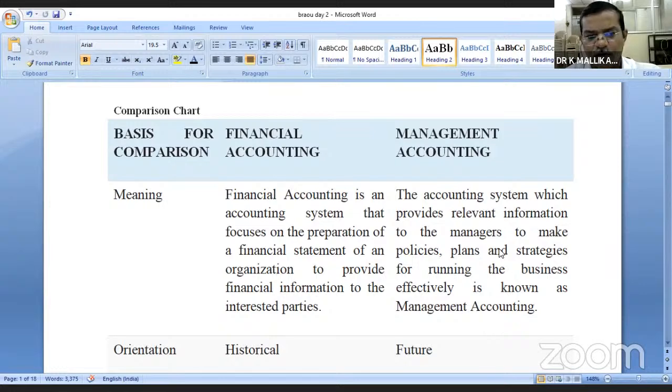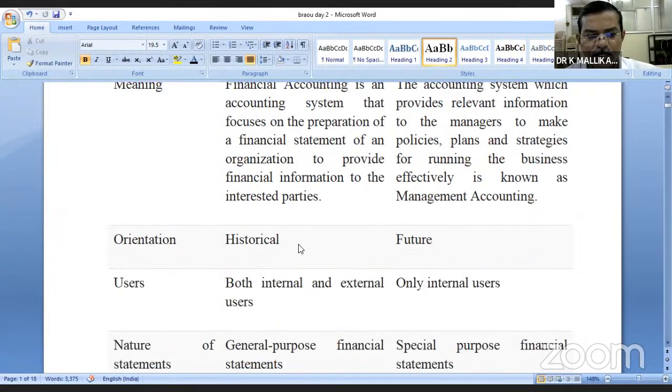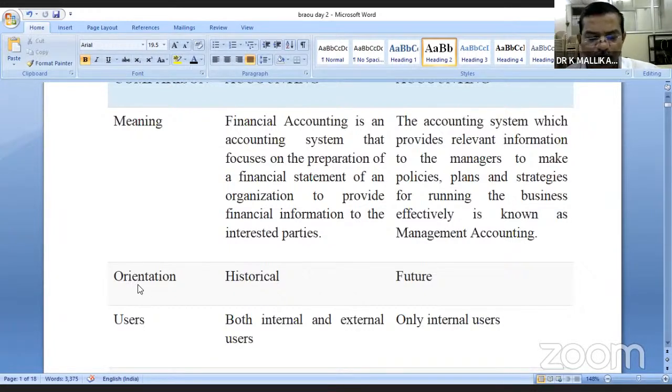Whereas financial accounting is a purely historical database, right? The orientation of financial accounting is purely historical. I mean, the things have already happened. So from 1st April to 31st March, whatever transactions are done in the business, we post them, starting with the voucher and ending with the balance sheet.